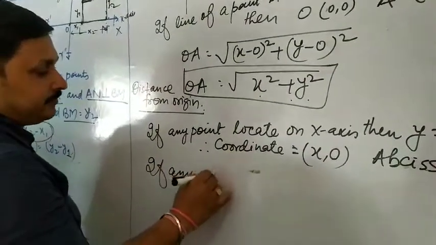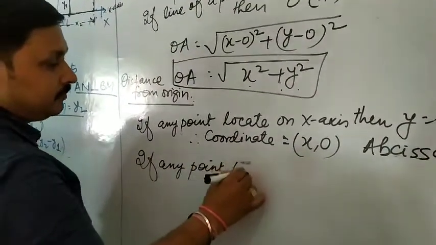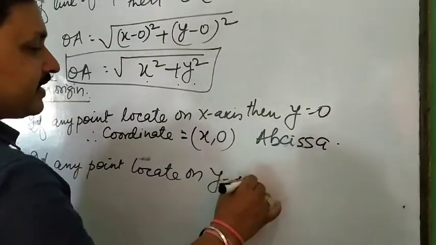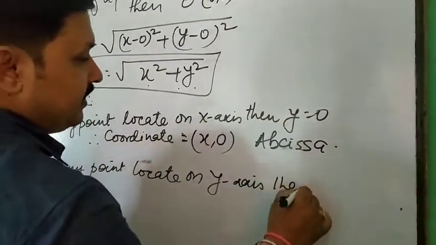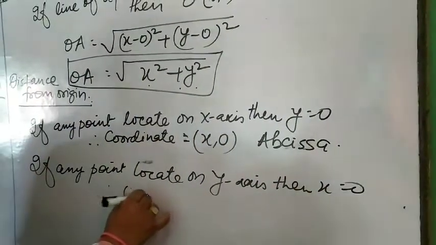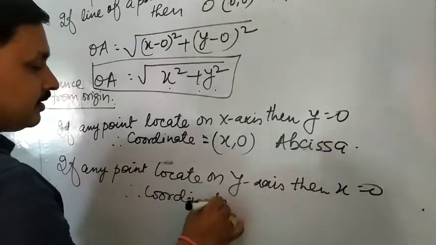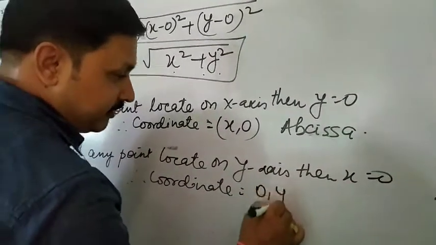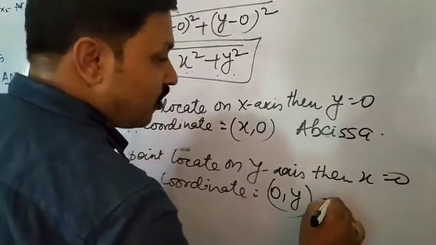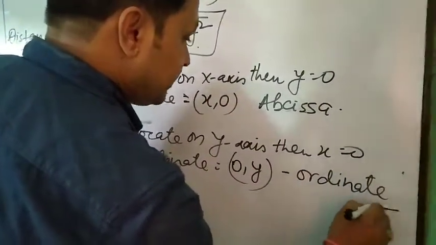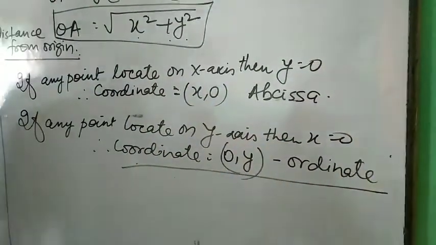And if any point is located on the y-axis, then x equals 0. So the coordinate equals 0, y. This is called ordinate.